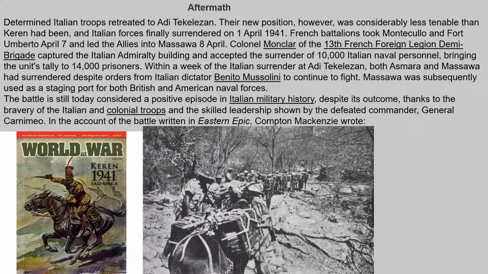Colonel Monclar of the 13th French Foreign Legion Demi Brigade captured the Italian Admiralty building and accepted the surrender of 10,000 Italian naval personnel, bringing the unit's tally to 14,000 prisoners. Within a week of the Italian surrender at Keren, both Asmara and Massawa had surrendered despite orders from Italian dictator Benito Mussolini to continue to fight. Massawa was subsequently used as a staging port for both British and American naval forces.